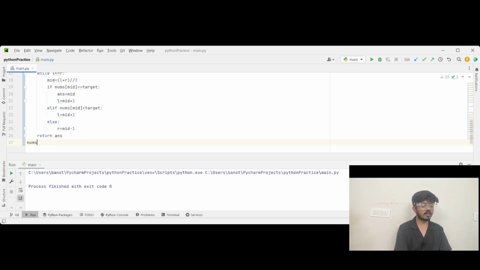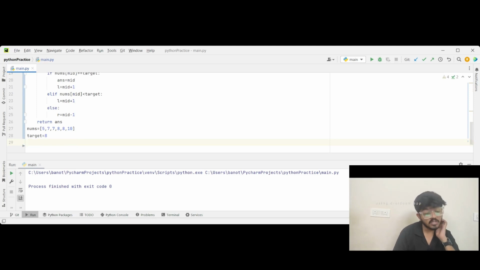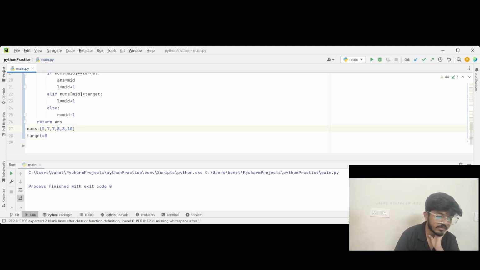So I am creating the nums, the list or the array. I am passing 5, 7, 7, 8, 8, 10. Then I am passing the target value, which is 8. My target value is 8. So I need to get the answer: 5 is the 0th index, 7 is the first index, 7 is the second index, 8 is the third index, and 8 is the fourth index. So I need to get 3 comma 4 as the answer.